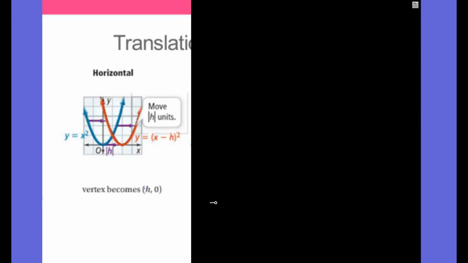So if we move the graph horizontally, the blue one is the parent function and the red one is moved. That red graph is moved to the right. So horizontal translations are movements right or left. They affect the h part of the vertex. So if it's only moved horizontally, the vertex will be h, 0, and the equation would be y equals x minus h squared. There would be no k or a, because the only movement is left or right.